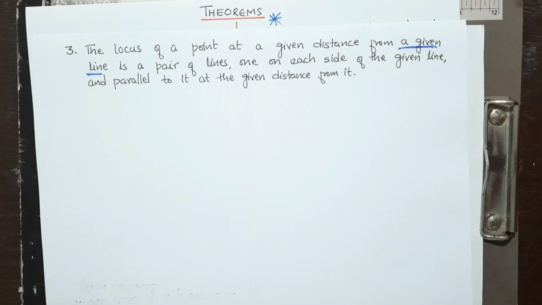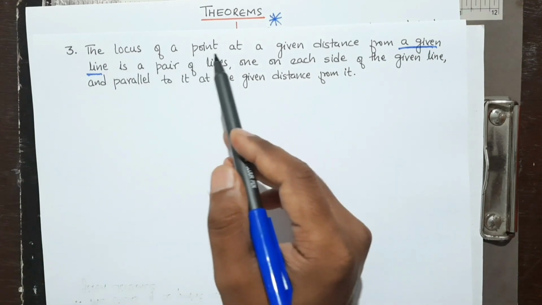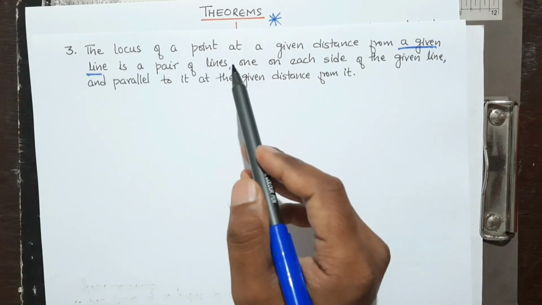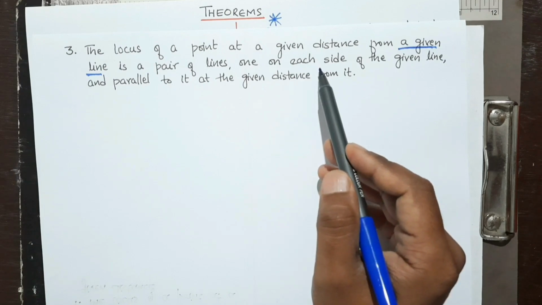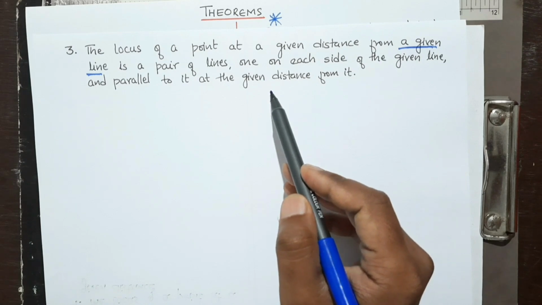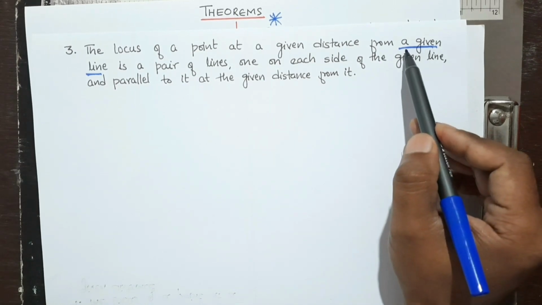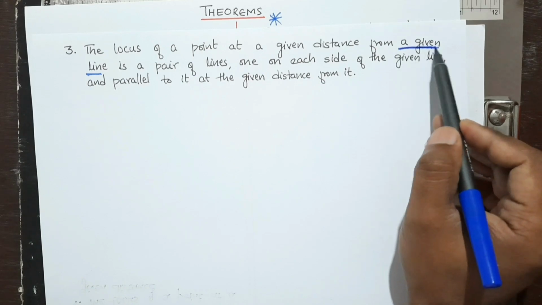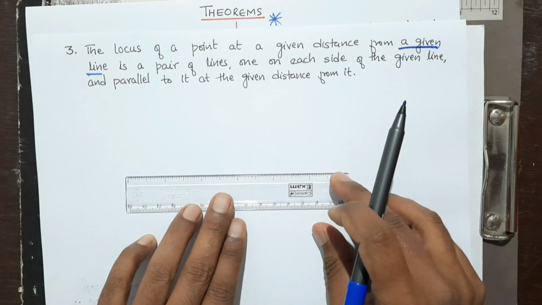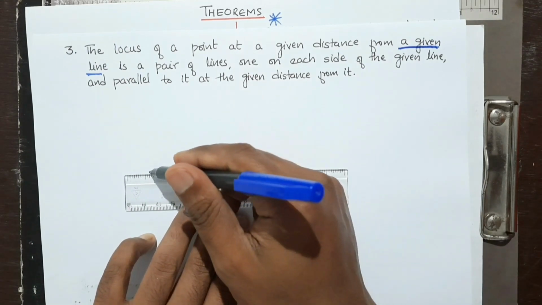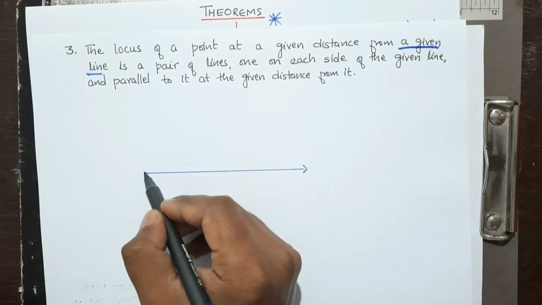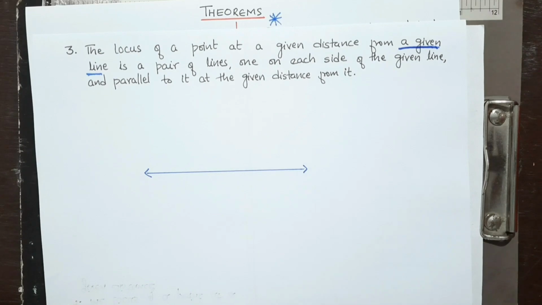Now theorem 3. The locus of a point at a given distance from a given line is a pair of lines, one on each side of the given line and parallel to it at the given distance from it. So here our given condition is a line. We are talking about only one line. So this is our given line, which means our point may lie on either side of this line.